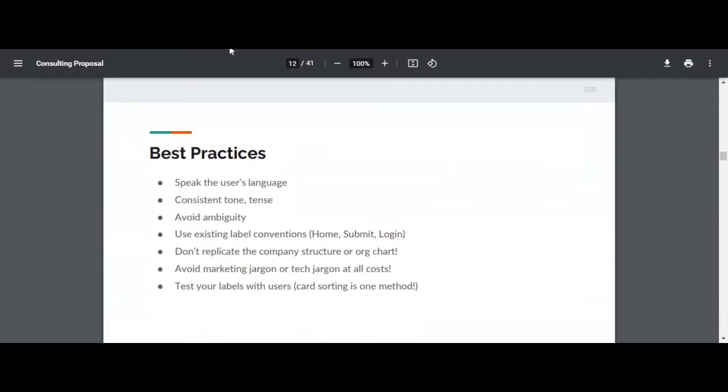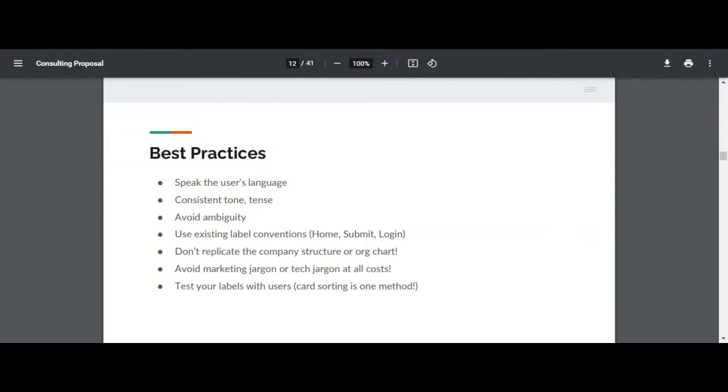So in terms of best practices, those are repeated on the lesson slide on Blackboard. We have to speak the user's language. Obviously, the system has to match the user. So knowing the user and who they are and what they care about is really, really important. And this is what we've learned in card sorting. Keep a consistent tone and tense, avoid being ambiguous, and use existing label conventions where you can.